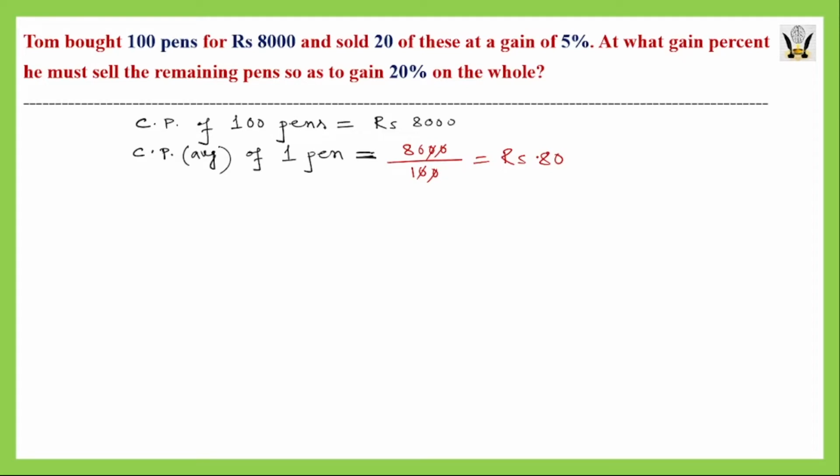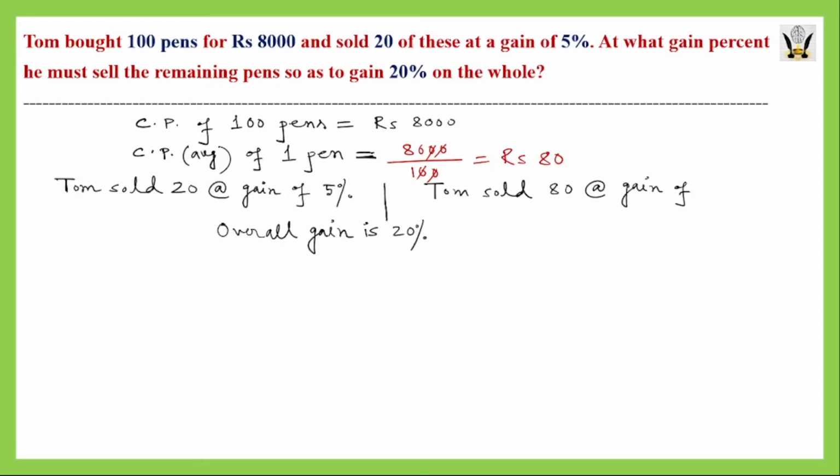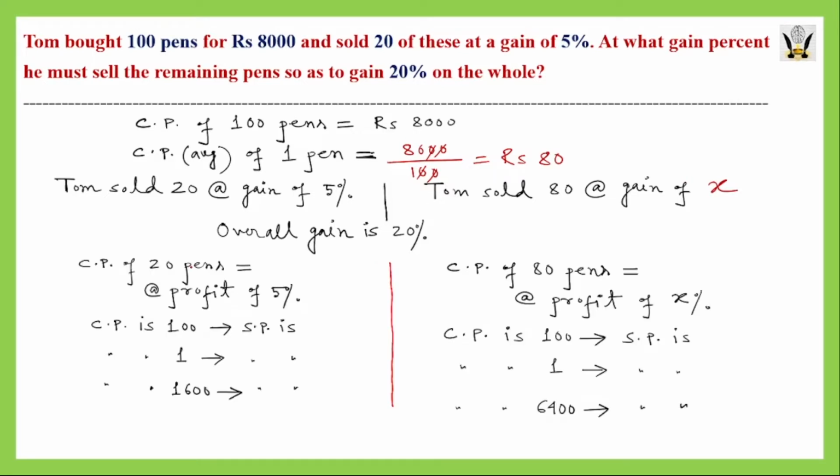Now 20 of these pens are sold at a gain of 5%, and the remaining 80 pens are sold at a gain of we don't know how much, so that will be assumed as X, and the overall gain on those 100 pens after selling will be 20%. Now the cost price of 20 pens will be how much?